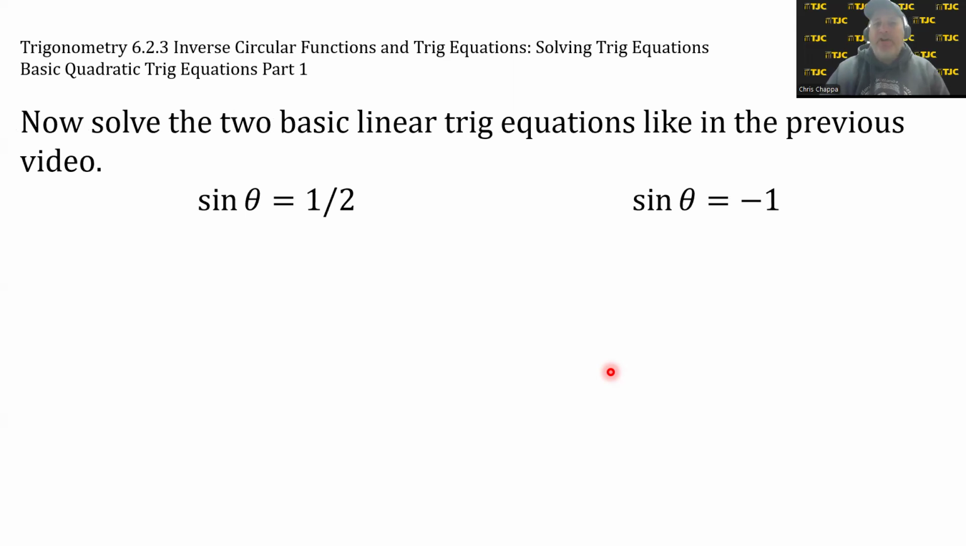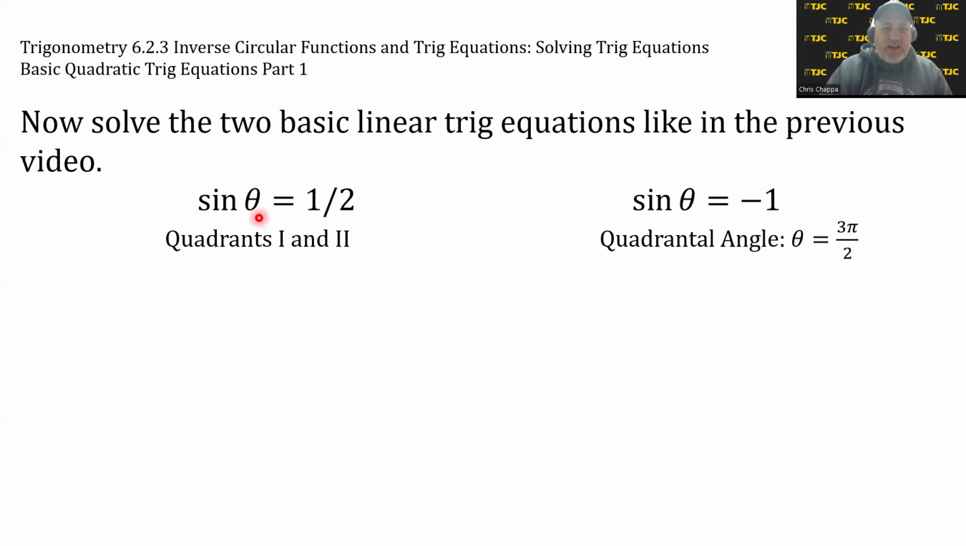Yes, like in the previous videos. For sine of theta equals 1/2, sine is positive in quadrants 1 and 2. Now for sine of theta equals -1, this didn't show up in the previous videos, but -1 is the value of sine at 3 pi over 2.